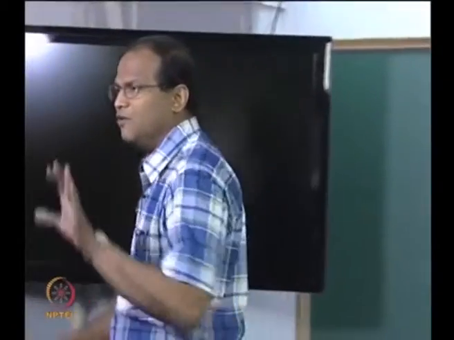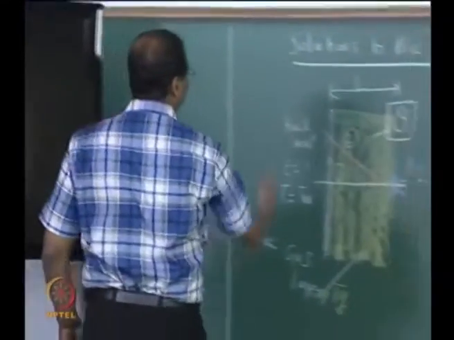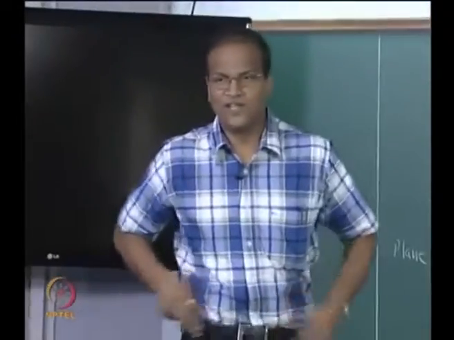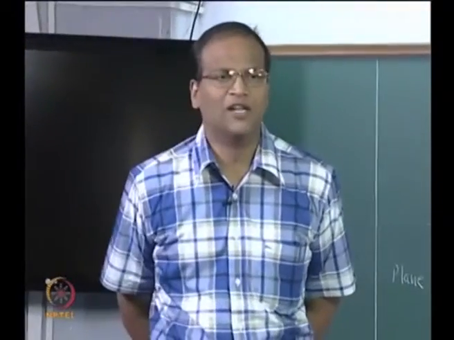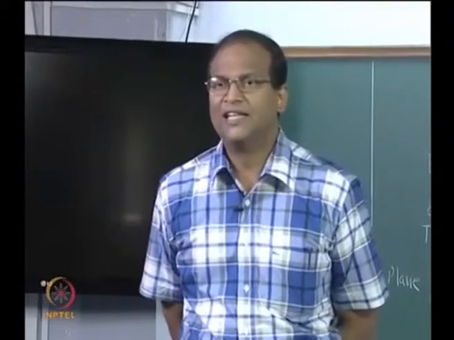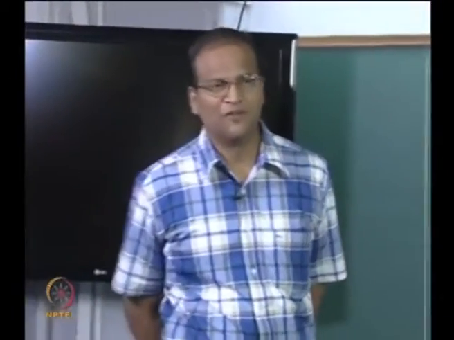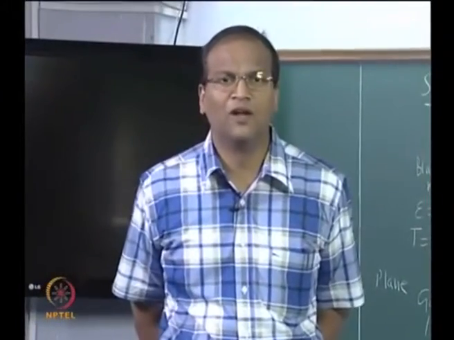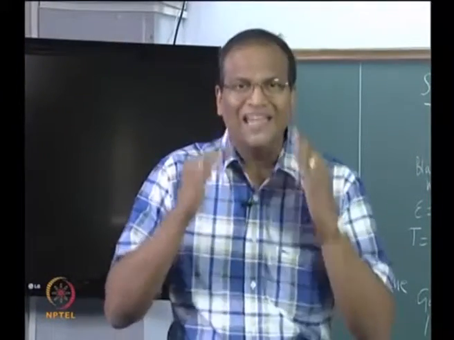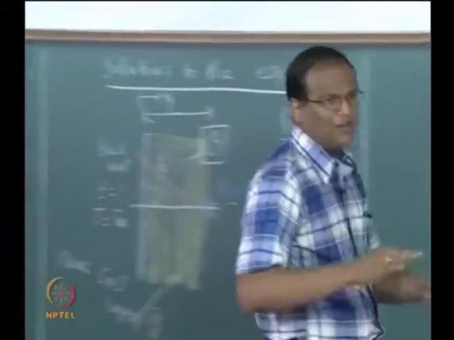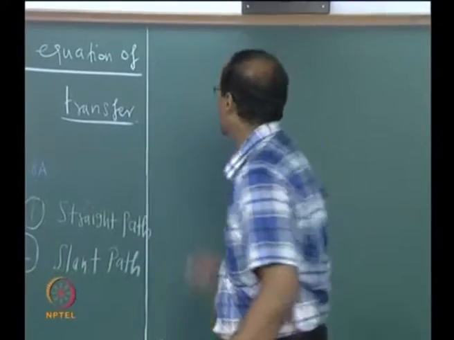So essentially we are looking at how I, the intensity, varies in the direction x. This is x, the positive direction of x. The gas is at a temperature Tg, the wall is at a temperature Tw, and the gas is going to absorb and emit radiation, so it is gas radiation. Now we want to solve the equation of transfer. By solving the equation of transfer we want to find out how I, the intensity, propagates with x, correct, that is the goal.